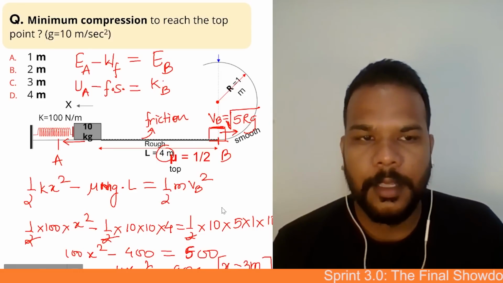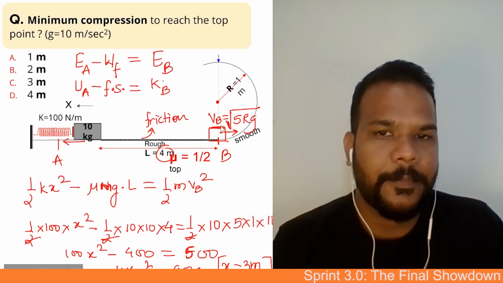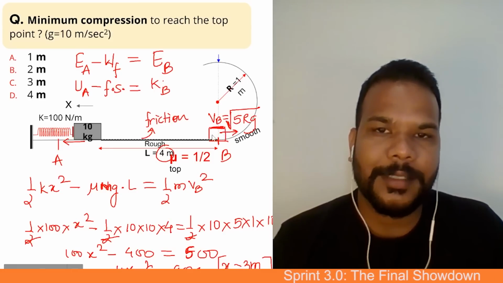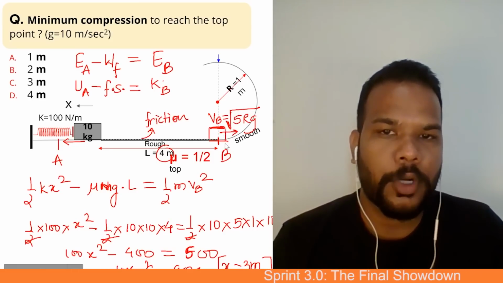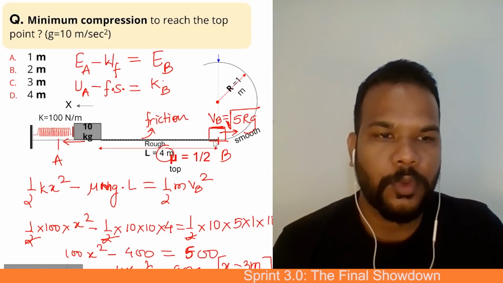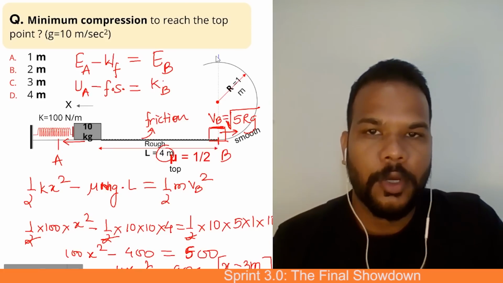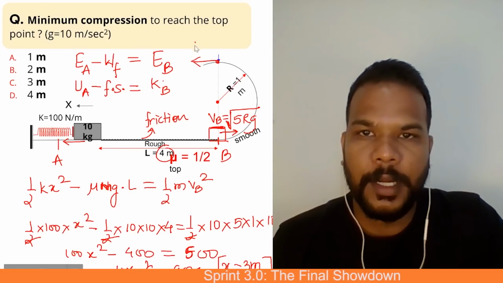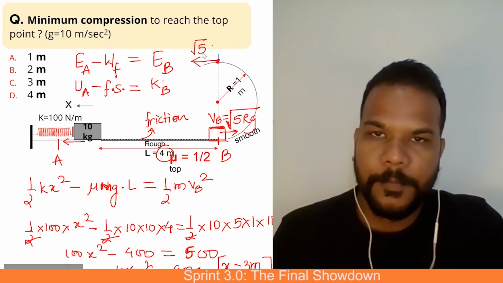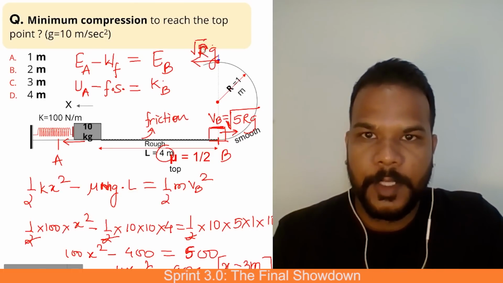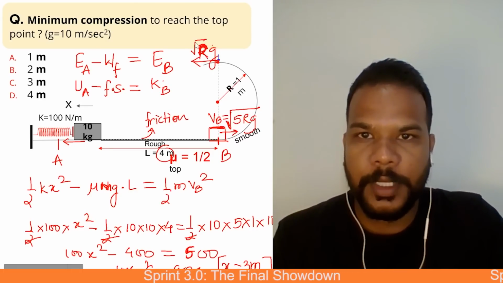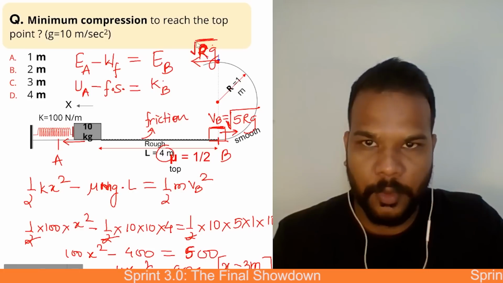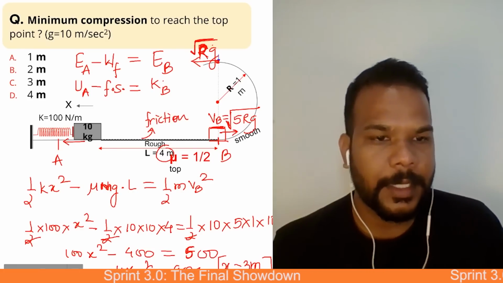How did we know vB? vB is a standard result. If a body in a vertical circle has to complete the circle, then the velocity at the bottommost point should be under root of 5rg, and the velocity at the topmost point should be under root of rg. This is how the body completes the circular motion. This is a very basic point in vertical circular motion, please remember it.